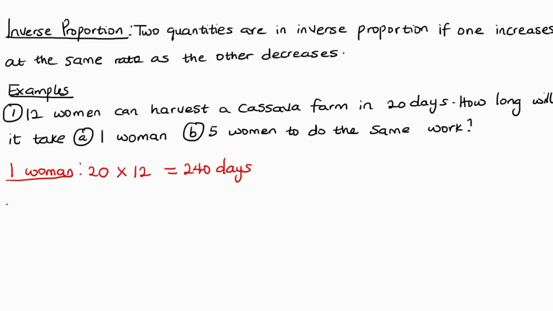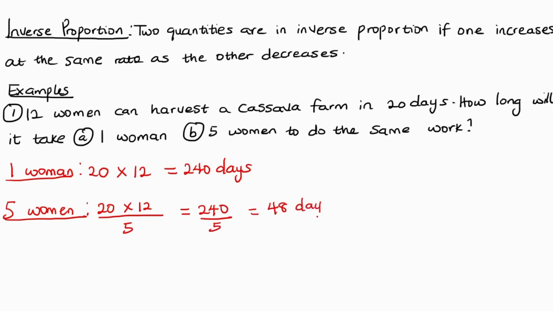The other question says, how long will it take 5 women to do the same work? So for 5 women, it's going to be 20 times 12 divided by the number of women, which is 5. This is 240 divided by 5, which is equal to 48 days. So it will take 48 days for 5 women to harvest a cassava farm. So guys, this is how you can actually solve a question such as this.